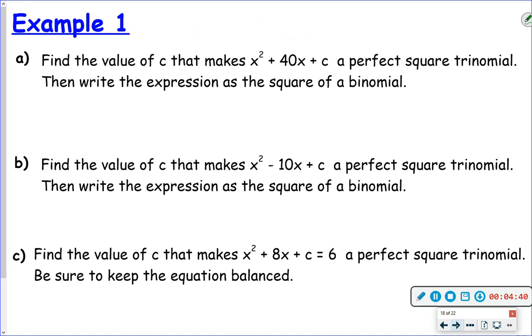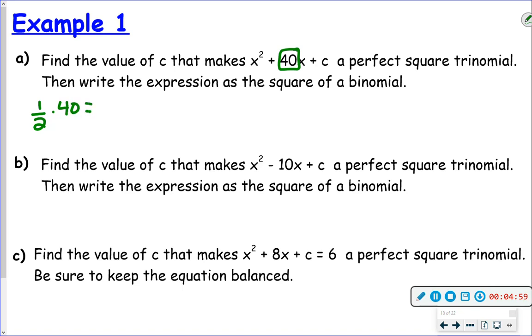Warming us up here. Find the value, that c, that makes that a perfect square trinomial, then write it. Okay, we'll do it in a minute. First, let's complete our square. So start with b, which I'm looking at the 40. Now, most of you can probably do this in your head or your calculators. I'm going to write it out, of course. So I'm going to start by figuring out what's half of 40.